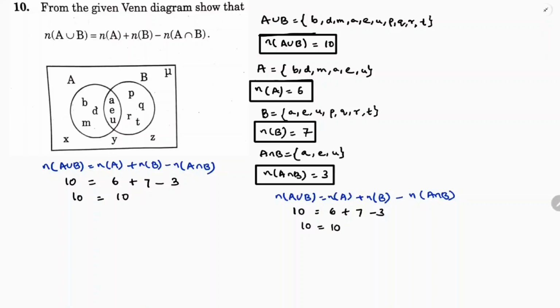So we needed to show that n of A union B equals n of A plus n of B minus n of A intersection B. Here I got 10 equals 10. The number of elements in A union B is 10, and on the right side also I got 10 elements.